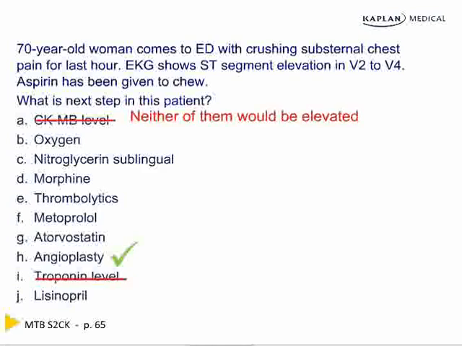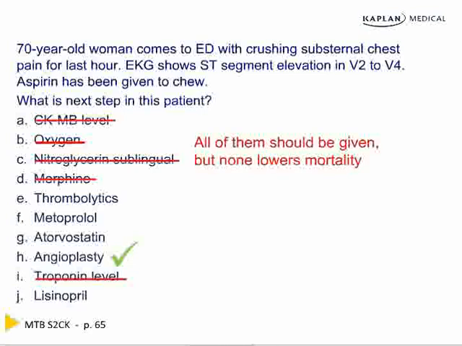CKMB and troponin are good to do and important to do and must be done. But this is 1 hour of pain. They will be normal at this time. Oxygen simply does not lower mortality. It's not useful. Nitroglycerin relieves pain and is an add-on. It helps. It should be done. The same as morphine. They are given, but they don't lower mortality.